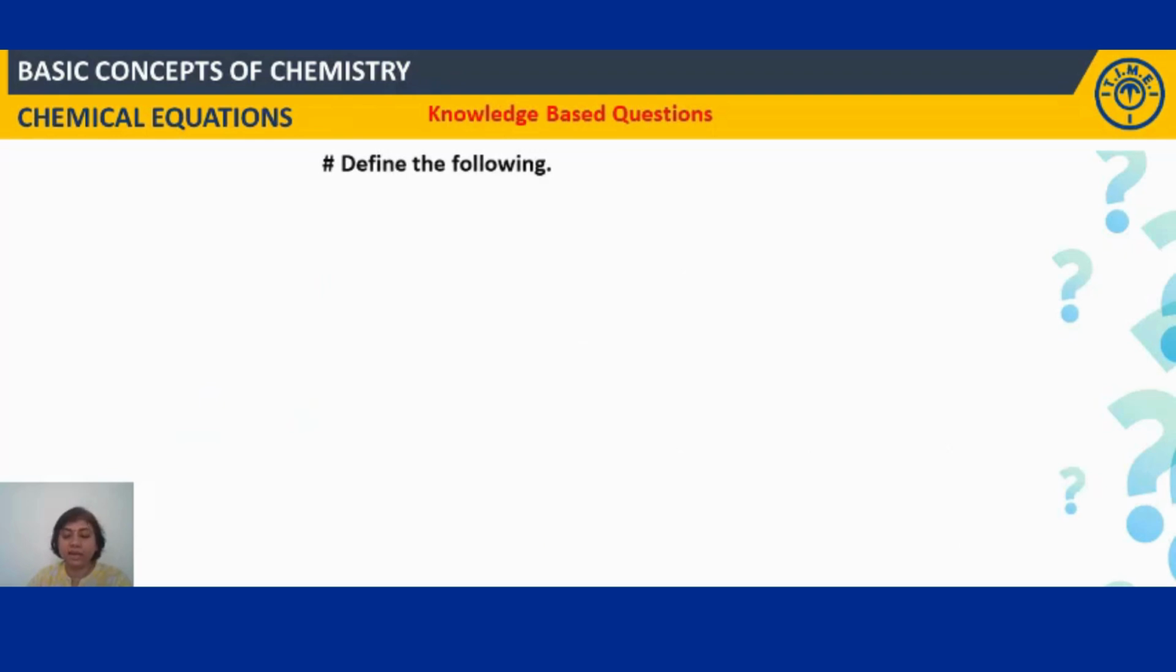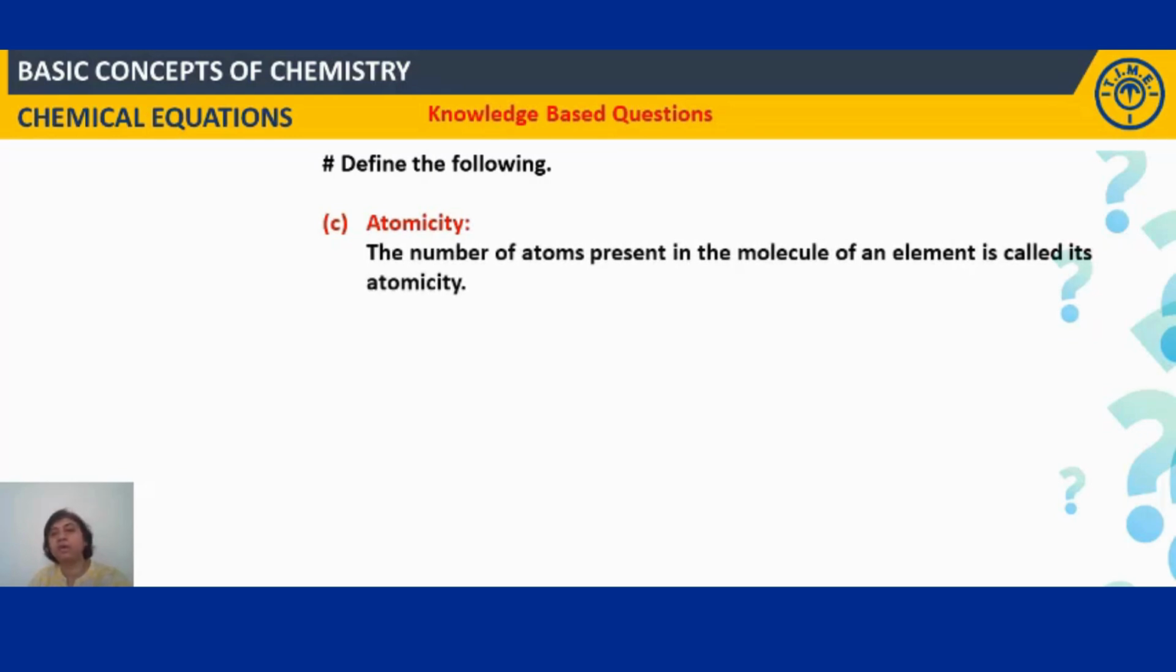So the next question is again a definition. Atomicity. Very simple definition. Let's see the definition. The number of atoms present in one molecule of an element is called atomicity. We have already discussed some examples. I am giving some more examples: hydrogen, its atomicity is 2; ozone, its atomicity is 3; sulfur, its atomicity is 8, like this.